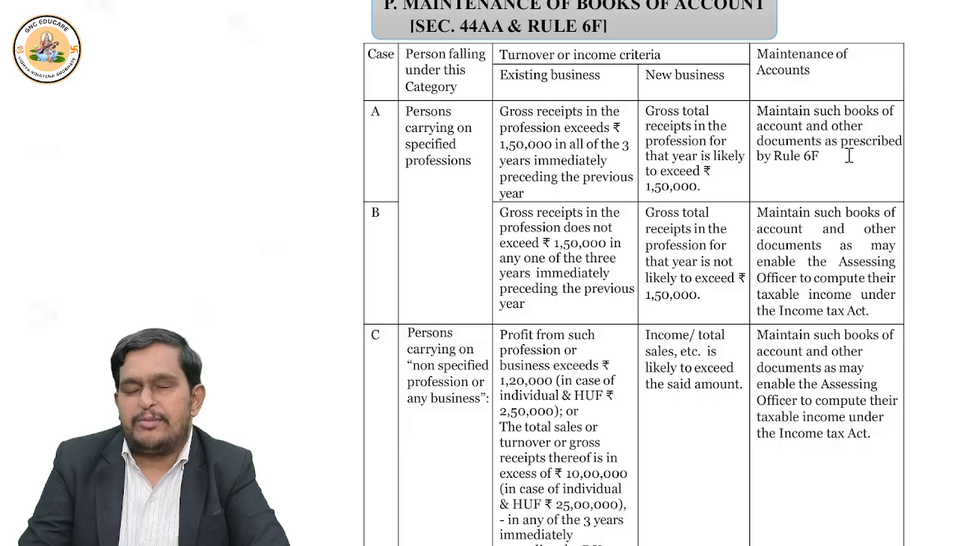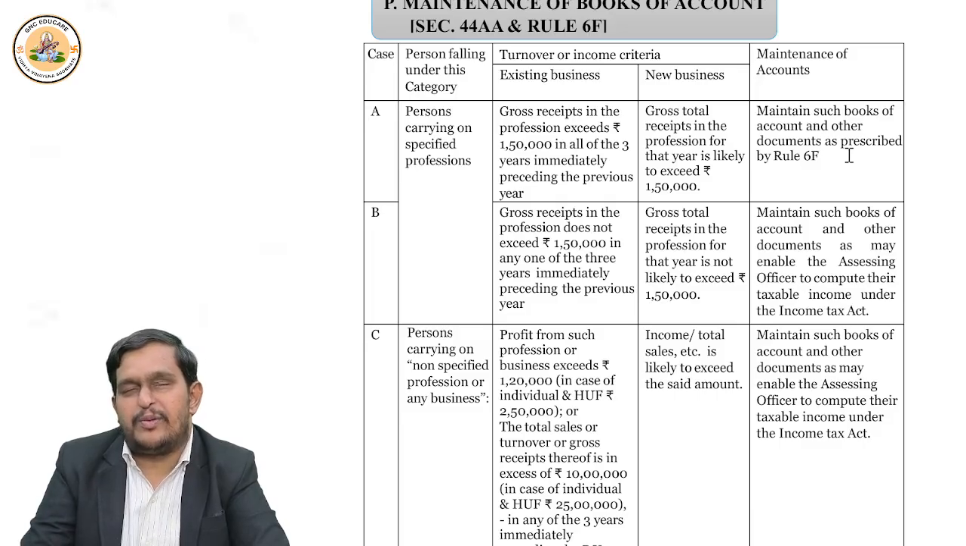Suppose we come to B and try to understand. B also speaks about professionals only, but it says in any one of the 3 preceding previous years, the turnover did not exceed 1,50,000. Or if you are a new business, you don't expect that your gross receipts will exceed 1,50,000 in the current previous year. Then just maintain such books which will help the assessing officer to compute your income. Right? A, B, clear to you.